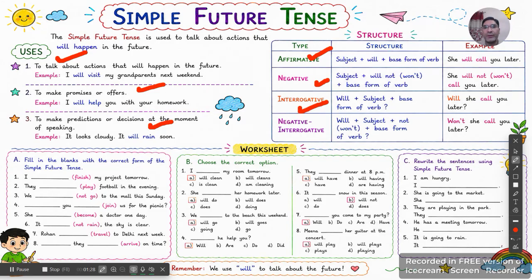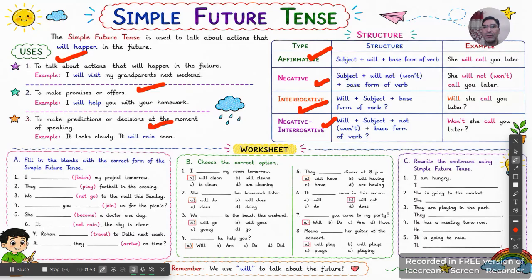Next is interrogative. Here we will use will or shall before the subject. Will she call you later? Negative interrogative, the combination of both these tenses: will plus subject plus not. Won't she call you later? So this is the negative interrogative sentence.